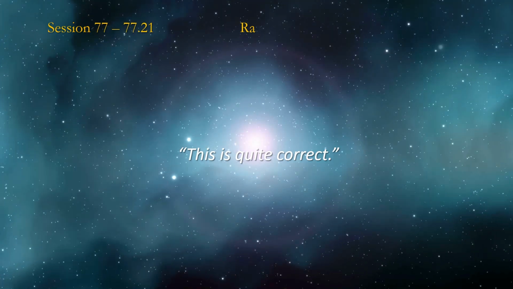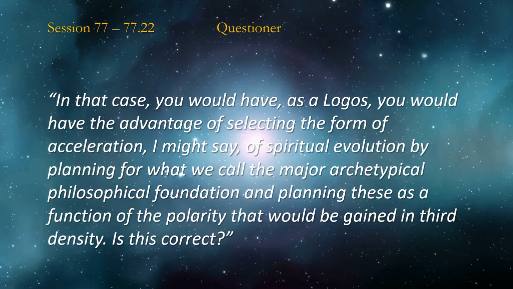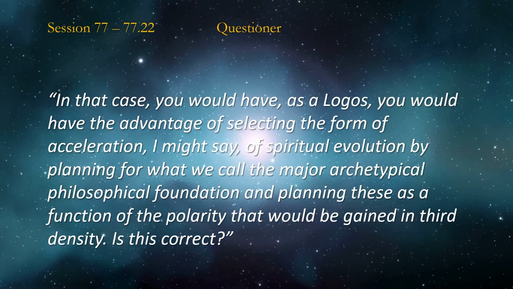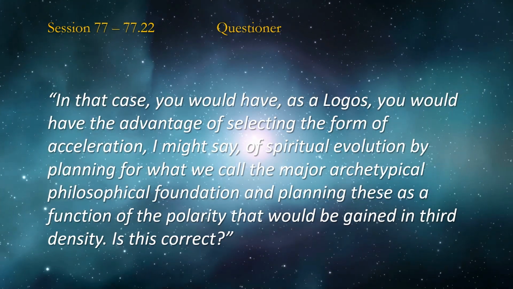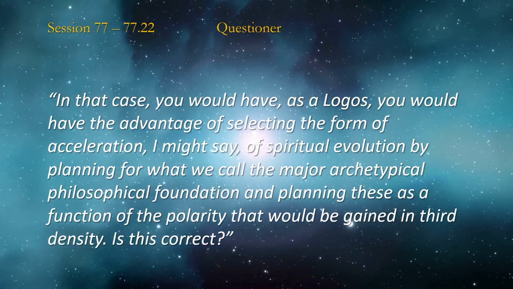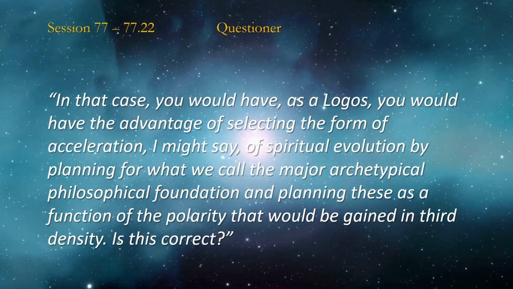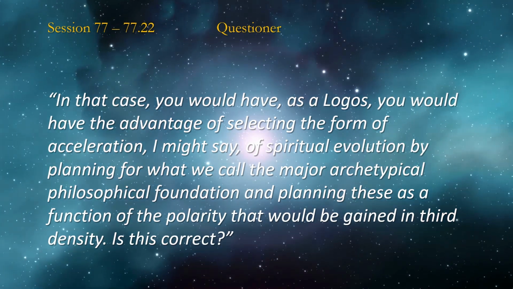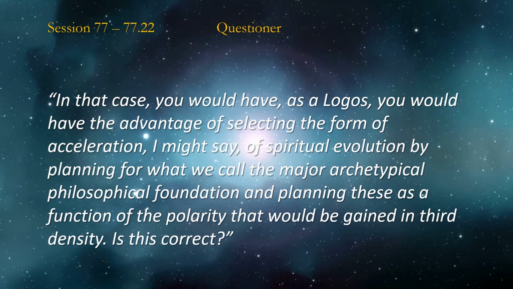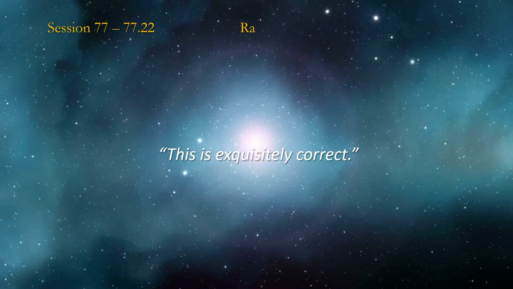Ra says this is quite correct. Then Don says, "In that case, you would have, as a logos, the advantage of selecting the form of acceleration, I might say, of spiritual evolution by planning for what we call the major archetypical philosophical foundation, and planning these as a function of the polarity that would be gained in third density. Is this correct?" And Ra says, "This is exquisitely correct."